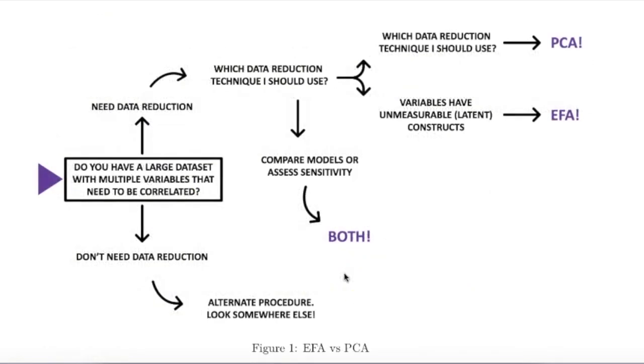So here I have a decision tree on how to select PCA or EFA, and essentially it's just asking, do you need data reduction? If you do, you can do PCA or EFA, and then what type of data do you have, latent or non-latent, and that's going to decide between PCA and EFA. You can also do both and compare how they work with the data that you are using.